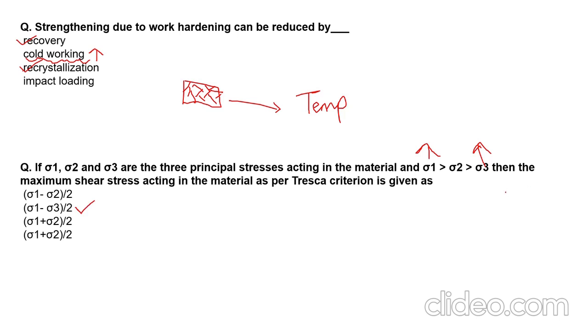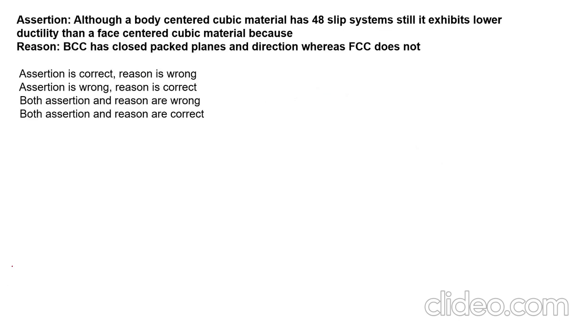So you have to bear in mind the order of the stresses, and then accordingly decide your maximum shear stress. Now we have another question that says, although a body-centered cubic material has 48 slip systems, it still exhibits lower ductility than an FCC material, right? The reason given is that BCC has close-packed planes and directions, whereas FCC does not have. Which of the following is the right option?